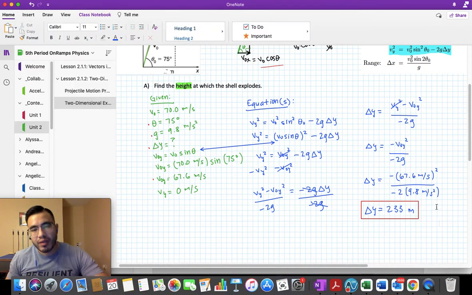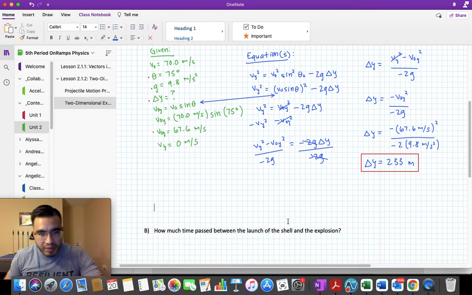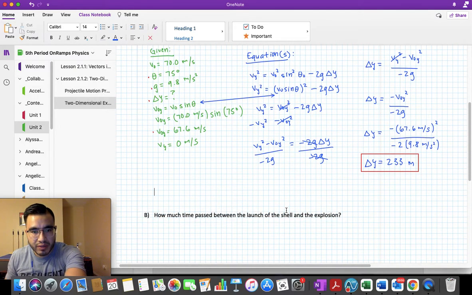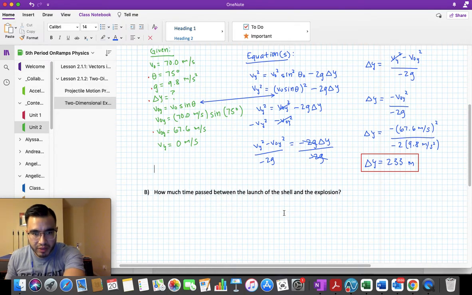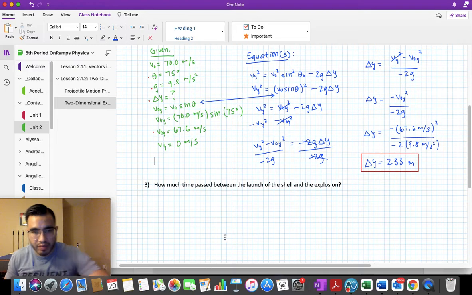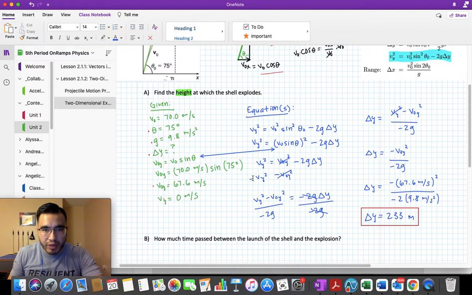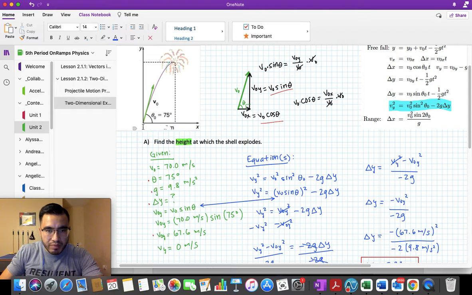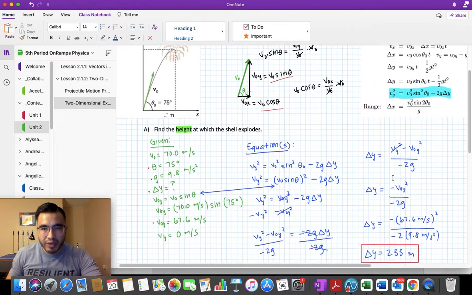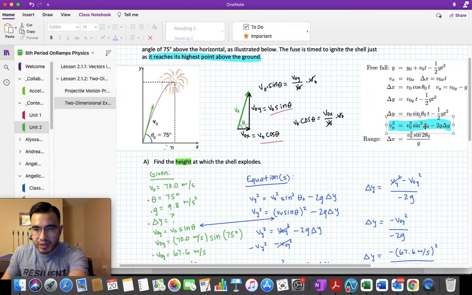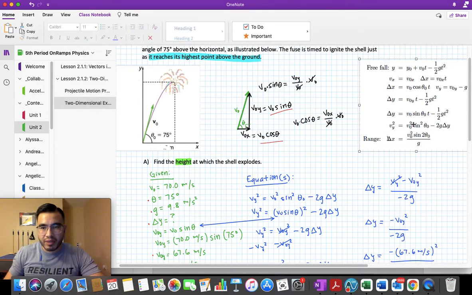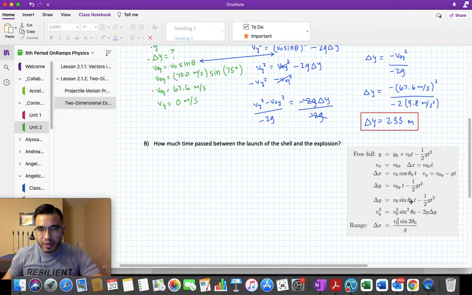Now, let's answer. Oh, I didn't need that much space. So let's answer. This is weird, huh? One more. There you go. Question B. How much time passed between the launch of the shell and the explosion? In other words, find the time from release from this point to the highest point. Okay? We already know the height. Now we could use this equation, or sorry, I want to erase this. There you go. Let me bring this down so we can see it.